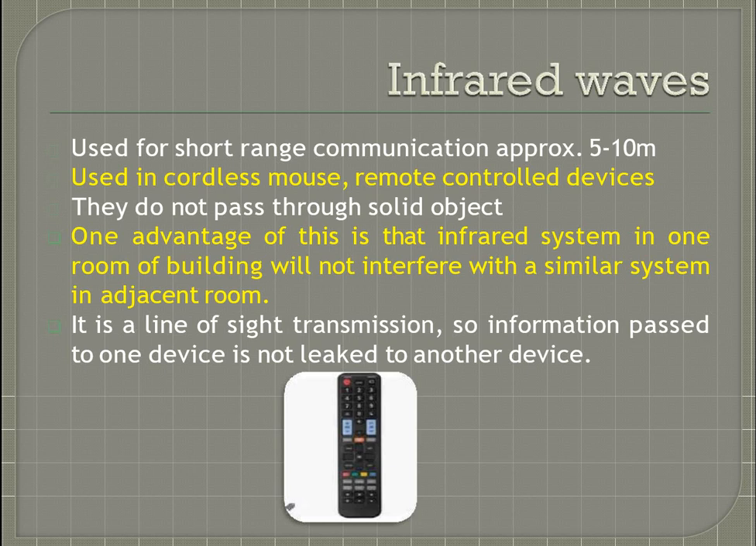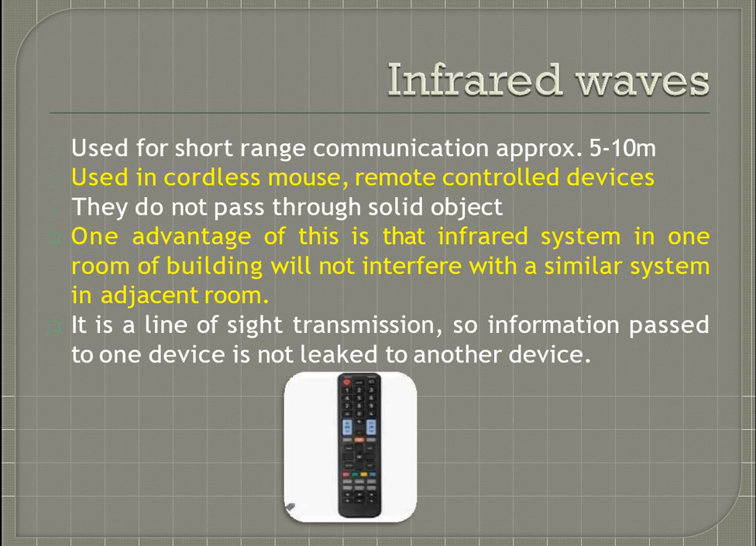So infrared transmission uses infrared light to send data, and the data is transmitted through air, but it cannot penetrate through the walls of the room. An example is TV remote and AC remote, the remote controls.